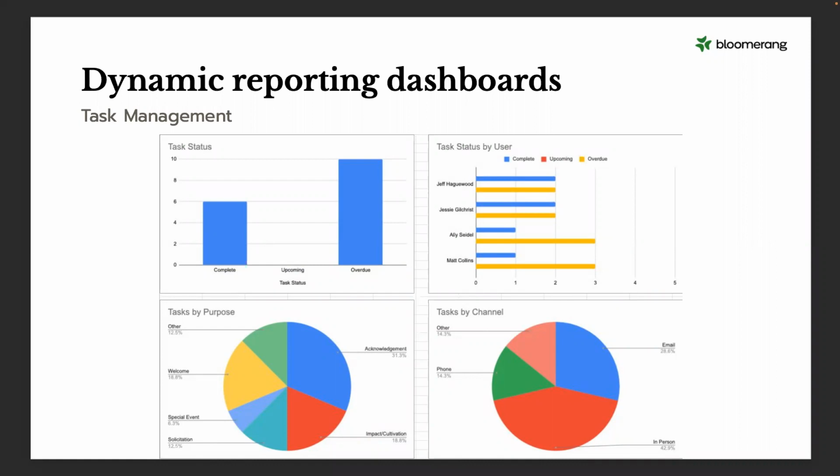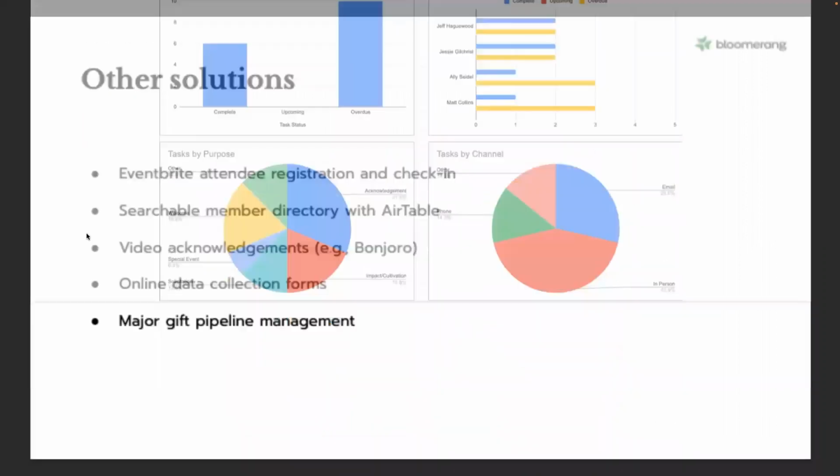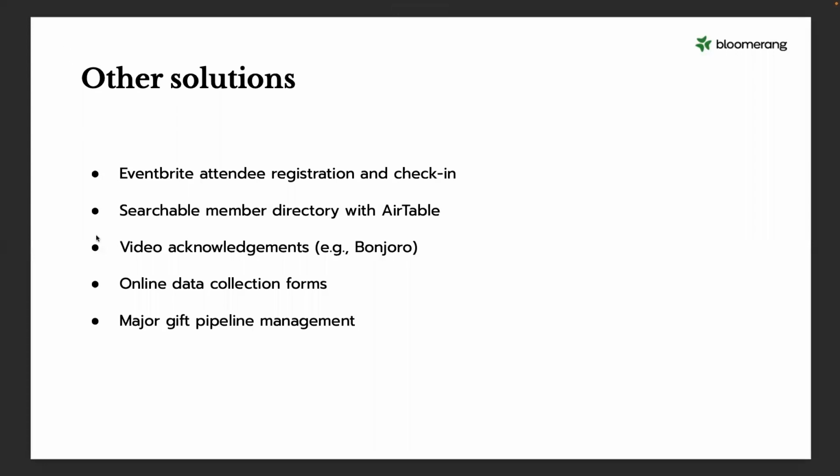Now, all of these automations that we've talked about so far, this is really just to give you a taste of what's possible with Bloomerang and Zapier automations, but it is not everything that's possible. So other solutions that are possible, again, to give you some more ideas, we aren't able to do a deep dive on all of these, but you could sync Eventbrite attendee registration and check-in into Bloomerang. You could create a public searchable member directory using a platform called Airtable.